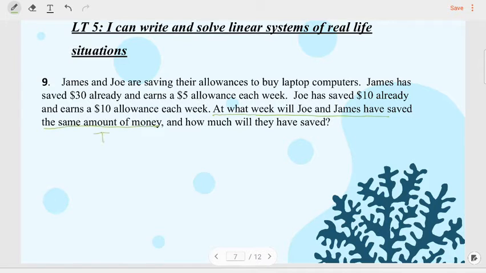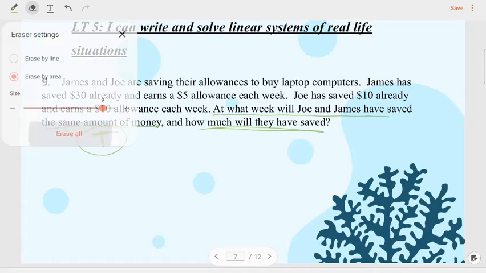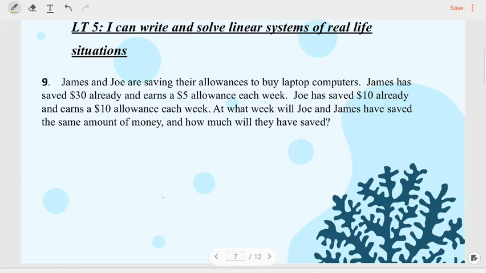So I want to know when their totals are going to be the same, and how much will they have saved. So I want to know what my total is, and I want to know how many weeks it will be until they're the same. So remember, when you read word problems, you're looking for grand totals. Now I don't have any grand totals. I have a starting amount and an amount that they're adding to an account, but no grand total.